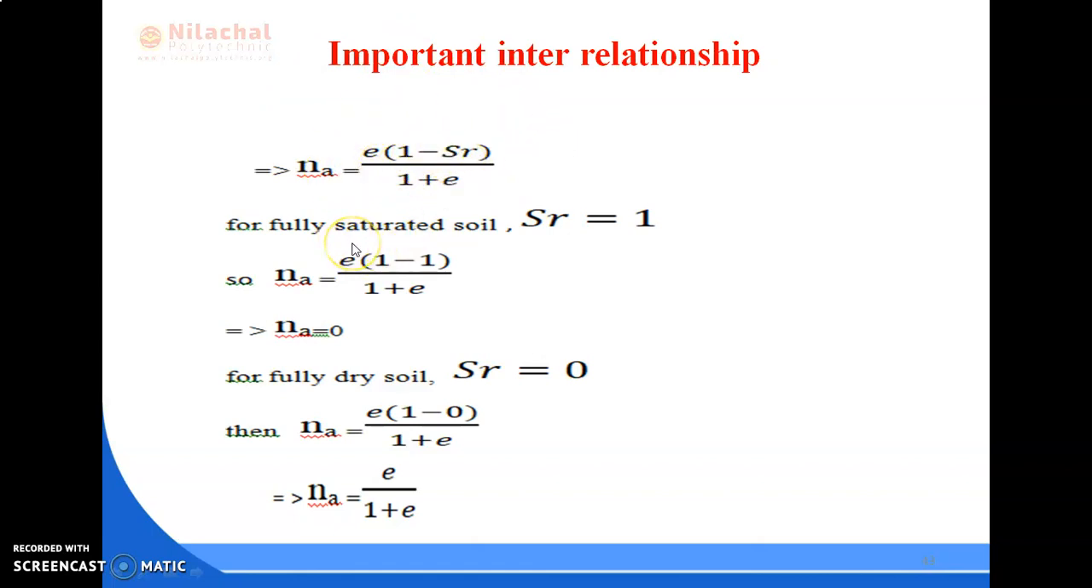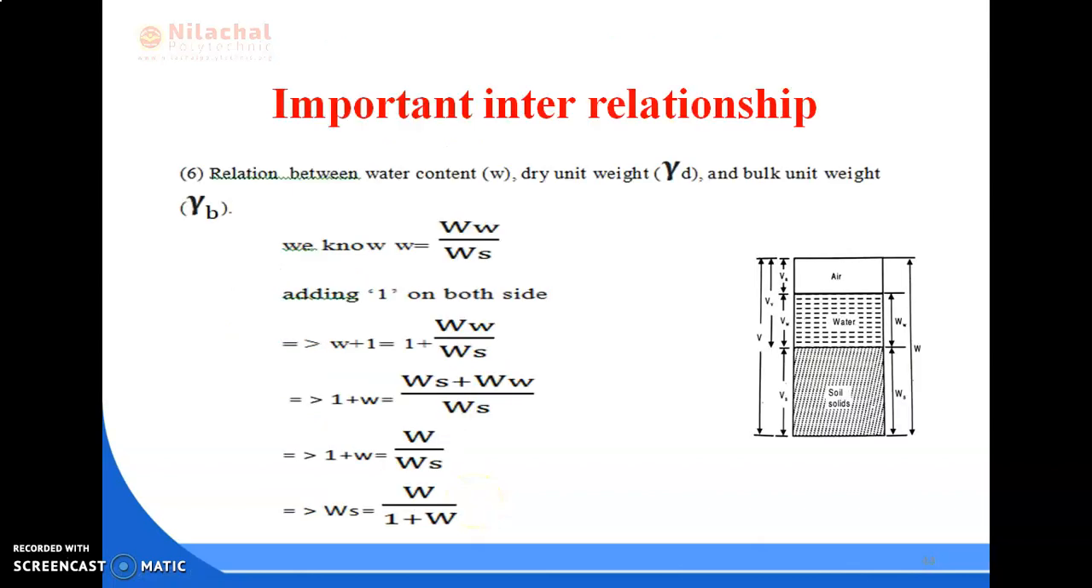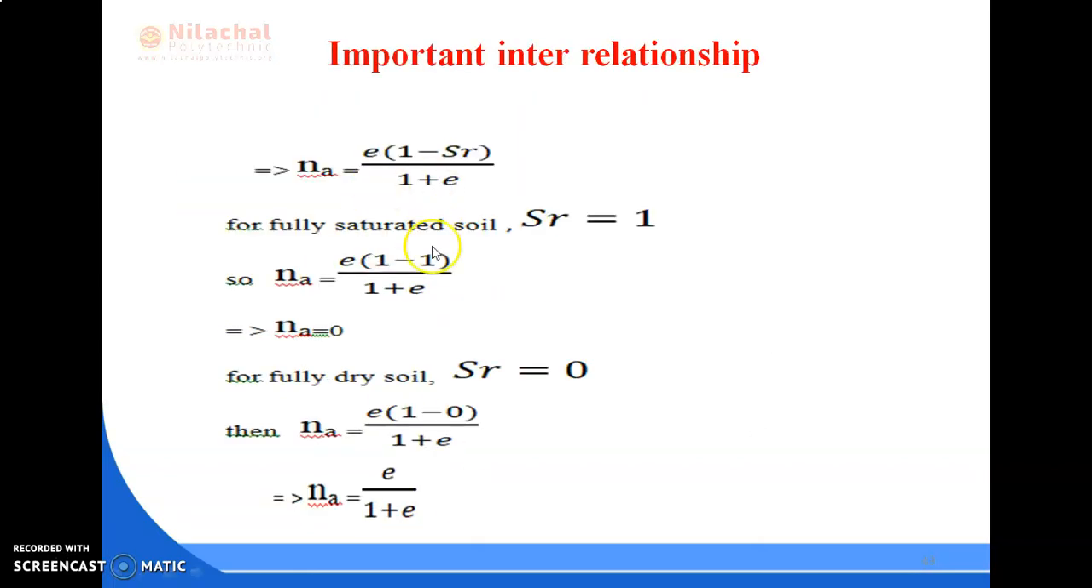Again we apply two conditions. First condition: for fully saturated soil, SR equal to 1. So we put 1 here, and the value of Na equals 0. Second, when the soil is fully dry, at that time SR equal to 0. So Na equal to E into (1 minus 0) by 1 plus E, which implies the result is E by 1 plus E. So this is the main relation and these are the two conditions.